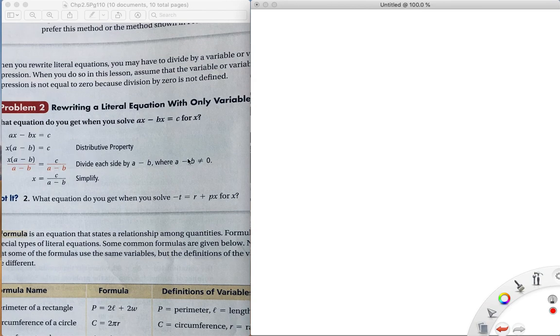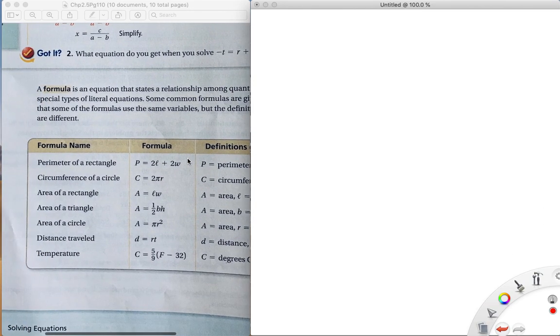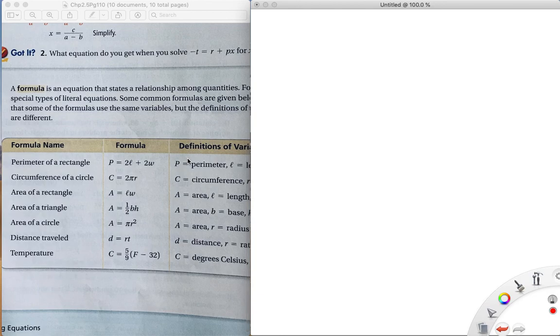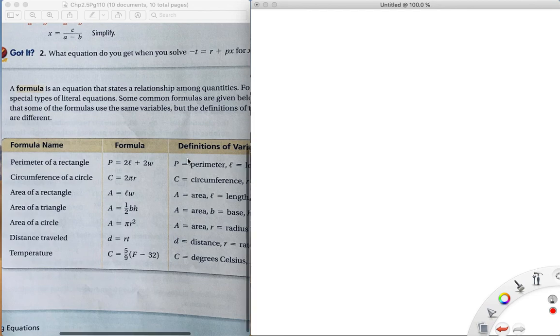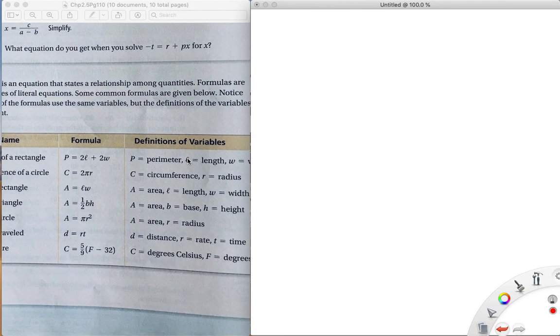Then they give us a whole bunch of literal equations, and we call those formulas. Formulas are special literal equations that deal with properties, either mathematical properties or rules, physics properties or rules, or chemical properties or rules. In this case, most of this is going to be math sprinkled in with one chemistry and one physics formula. So the first one they give us is the perimeter of a rectangle.